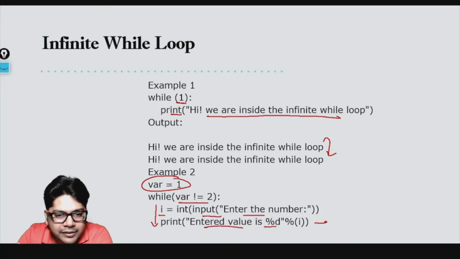But here we never increase the value of I, so from 1 to 2, it will never become 2, it will always be 1 is not equal to 2. That is always true, and it will keep on executing it.